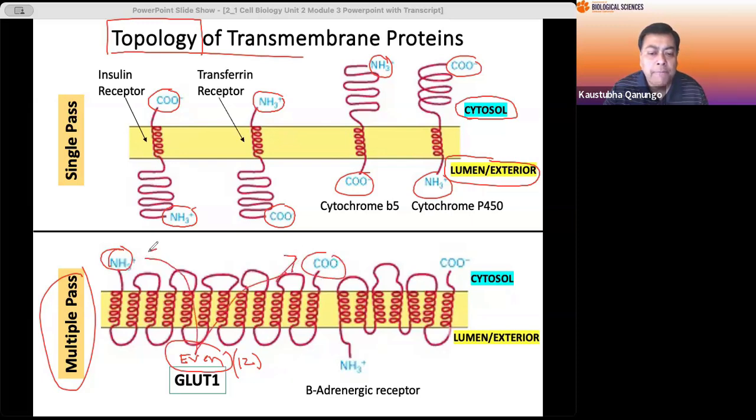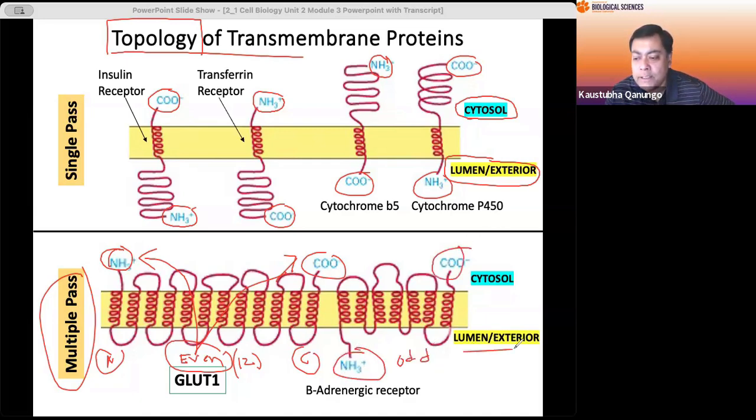Remember that? If there are some proteins which are even number, the N and C terminal could be on this side, N terminal on this side, C terminal could be on this side as well. But the bottom line, if you have even number of transmembranes, the N and C terminal end up in the same side, either cytosolic or exterior. If you have odd numbers, they are on the opposite side. So here, see that N terminal is in the luminal side, C terminal in the cytosolic side.